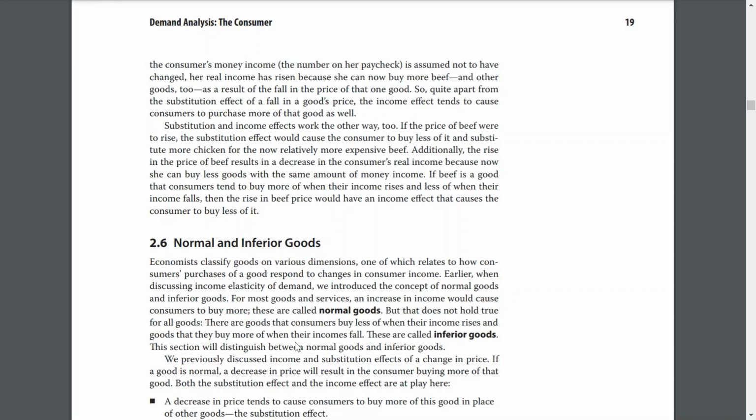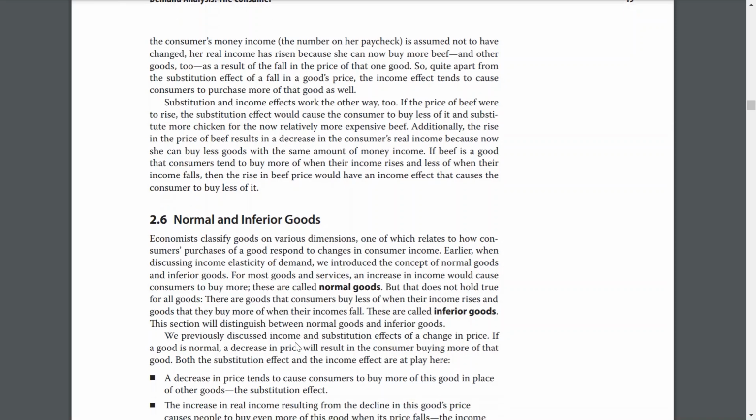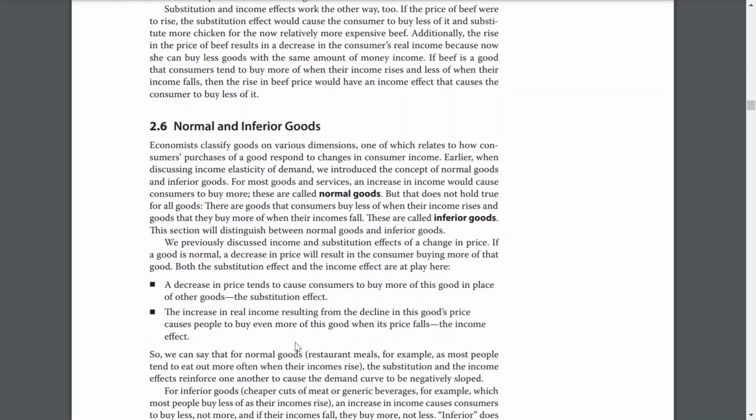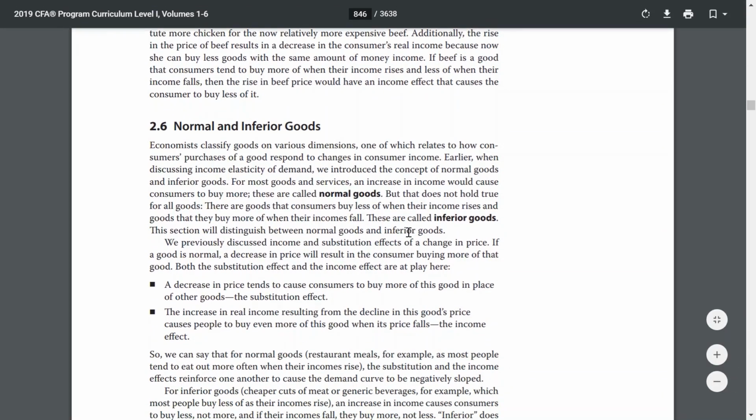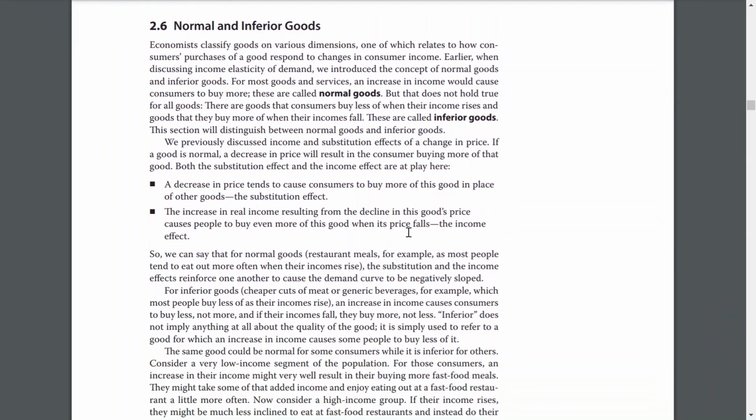2.6 Normal and inferior goods. Economists classify goods on various dimensions, one of which relates to how consumer purchases of a good respond to changes in consumer income. Earlier, when we discussed income elasticity of demand, we introduced the concepts of normal goods and inferior goods. For most goods and services, an increase in income will cause consumers to buy more. These are called normal goods.